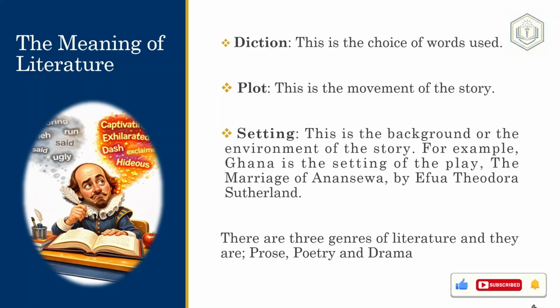For example, if you look at the picture on the left hand side, you see someone that looks like William Shakespeare, trying to pick out words. And if there's one thing I know about Shakespeare, it is that he knows how to craft realities with words.